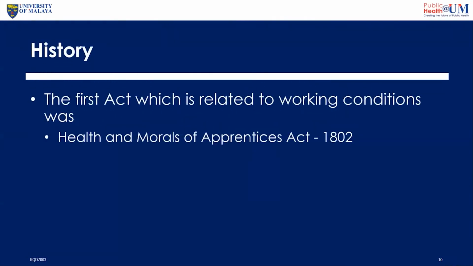So it started off with legislation in the UK. The first act related to working conditions is the Health and Morals of Apprentices Act 1802. Do you know what apprentices are? Apprentices are young people who come to learn something, because in the past there was no school. There were schools, but they were only for the rich. The working class did not go to school; they just worked as apprentices, very young in their career, to learn skills, develop them, and become adults working in the industry they had learned the skill from.